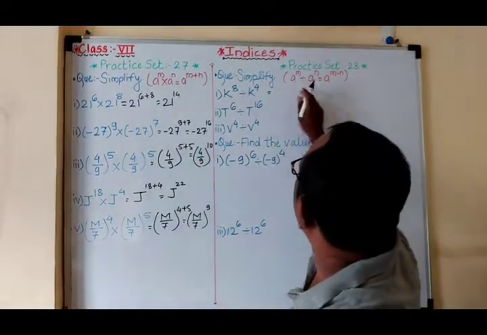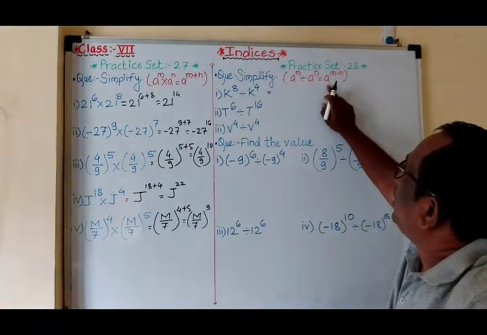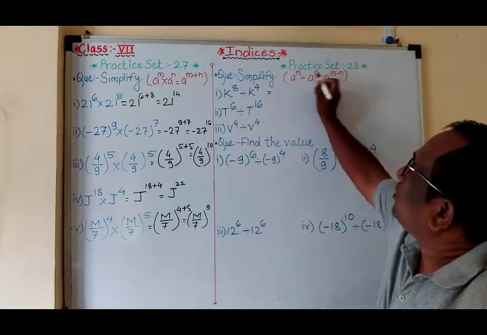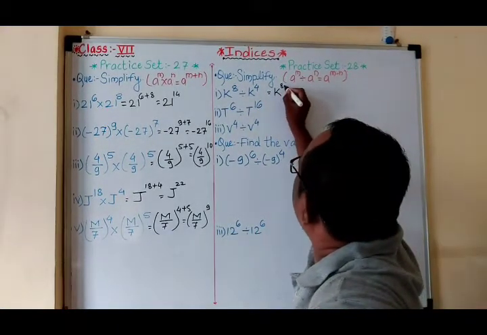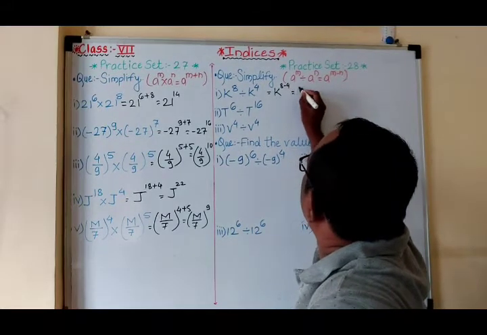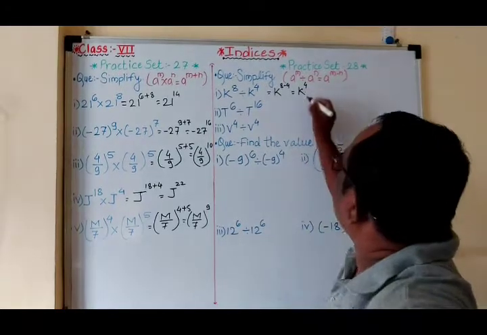Again, according to the formula, a raised to m divided by a raised to n is equal to a raised to m minus n. We only have to subtract the indices. So first write the base k, 8 minus 4, is equal to k raised to 4. This is our answer.